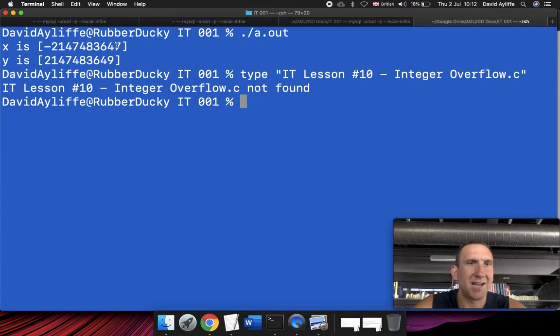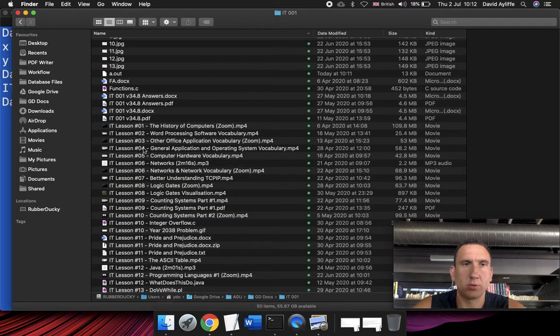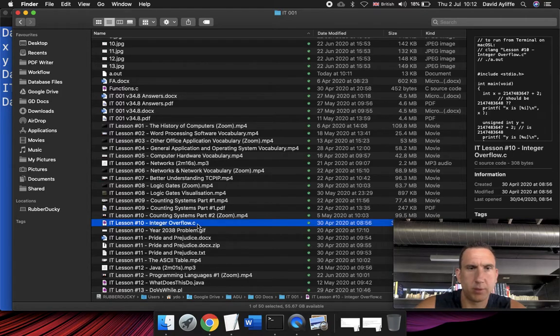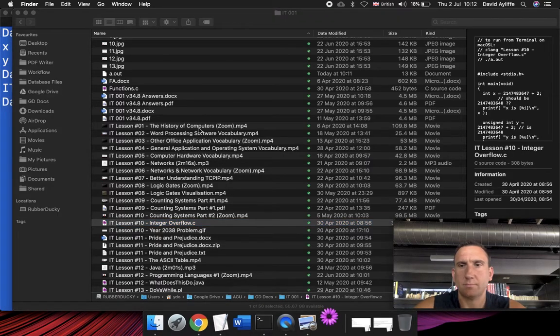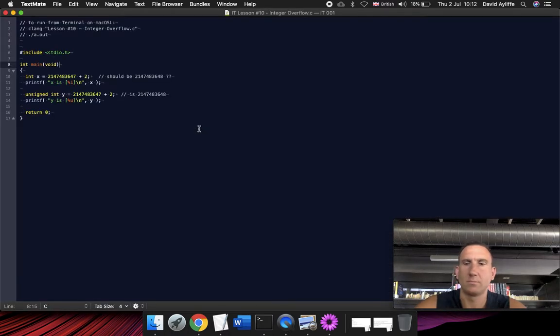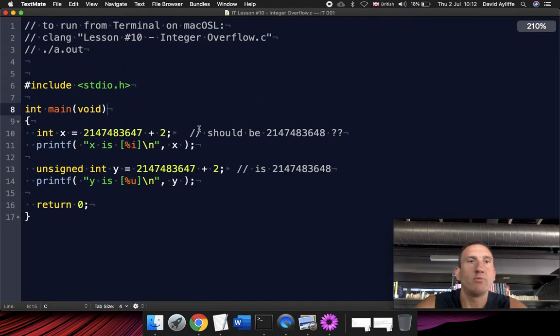I think I'm actually adding 2 and not 1. Let me just check this. Where's my code? Here it is. Right, okay, yeah, so I'm actually adding 2 to the result, not 1, as it shows in our workbook.